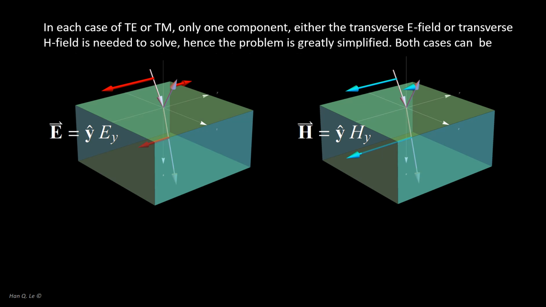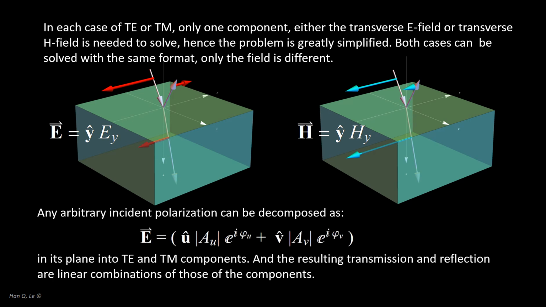If the incident wave has a general elliptical polarization, it can be decomposed into two components. One is along the transverse axis, for example the u basis vector shown here, and the other, v, is perpendicular to it. Each component, TE or TM, is solved separately, and added together afterward.